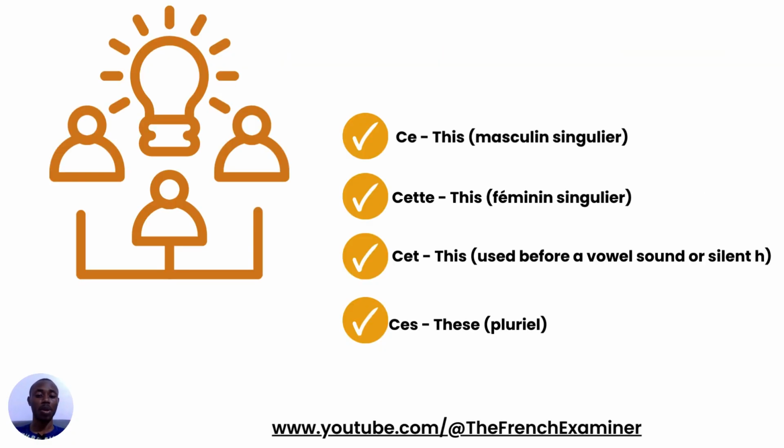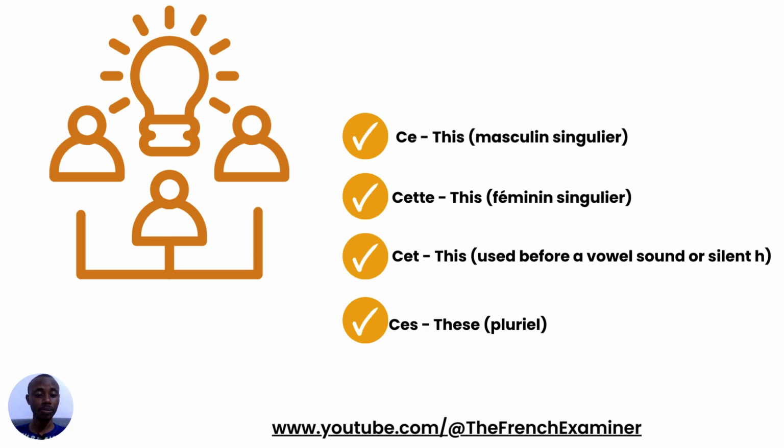For example, here we have masculine singular, ce, feminine singular, cette, and the one that is used before a vowel sound or silent H, cet. And then the plural, ces. That is the plural for both masculine and feminine. Okay, now we need to run through that again. Can you say that yourself?